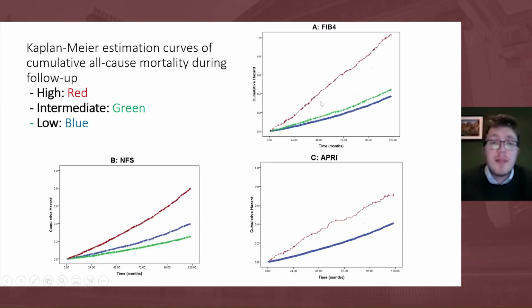It's perhaps a little bit easier to see this visually through the Kaplan-Meier curves of cumulative all-cause mortality. And here it's quite clear that those categorized as high risk, the red lines, were at significantly higher chance of dying throughout the course of follow-up than those categorized as intermediate or low risk. That's for the FIB4, the NFS, and the APRI scores.